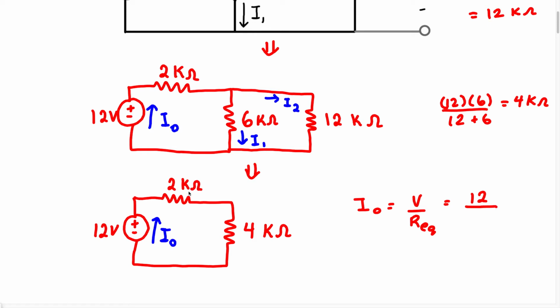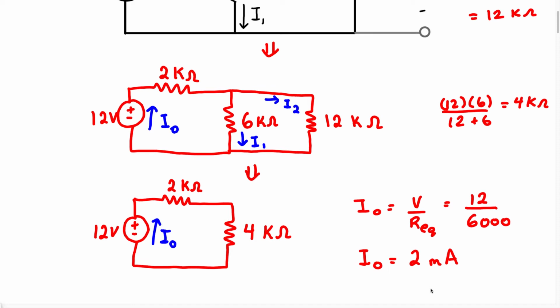Now we have a 2K resistor plus a 4K resistor. When we combine those two resistors, we're going to get 6K. So the equivalent resistor is just going to be a 6K resistor. I'm just going to write 6,000 for 6K. Now when you solve for this, IO is going to equal 2 milliamp. So this is the current going through this 12 volt source.